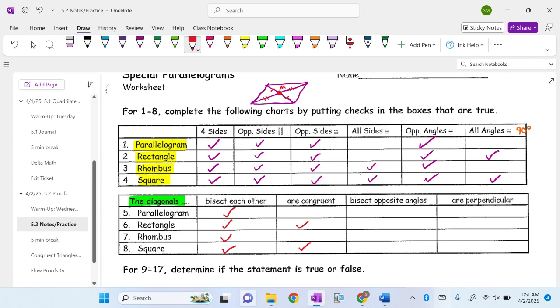All right. So, now, does anyone remember the highest shape in the hierarchy where the diagonals bisect their opposite angles, meaning they cut those angles in half? Does anyone remember which shape out of these four in the hierarchy is the highest that cuts the angles in half? Rhombus. So a rhombus is the highest that bisects opposite angles. So that also means what? Square has it too.